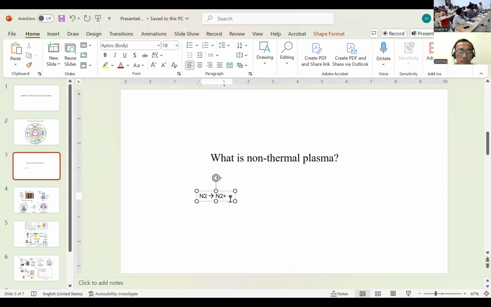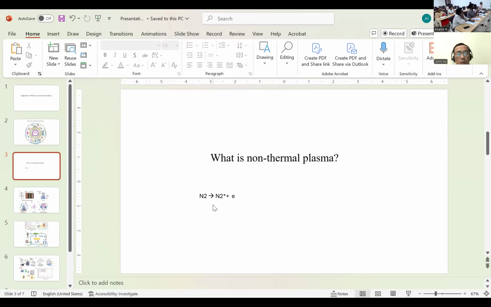So in that, electrons will have higher energy than the heavy particles. So that is what non-thermal plasma is. That's why they call it non-thermal plasma. So basically, if you have N2 and you kick out one electron, this becomes plasma, N2 plus.